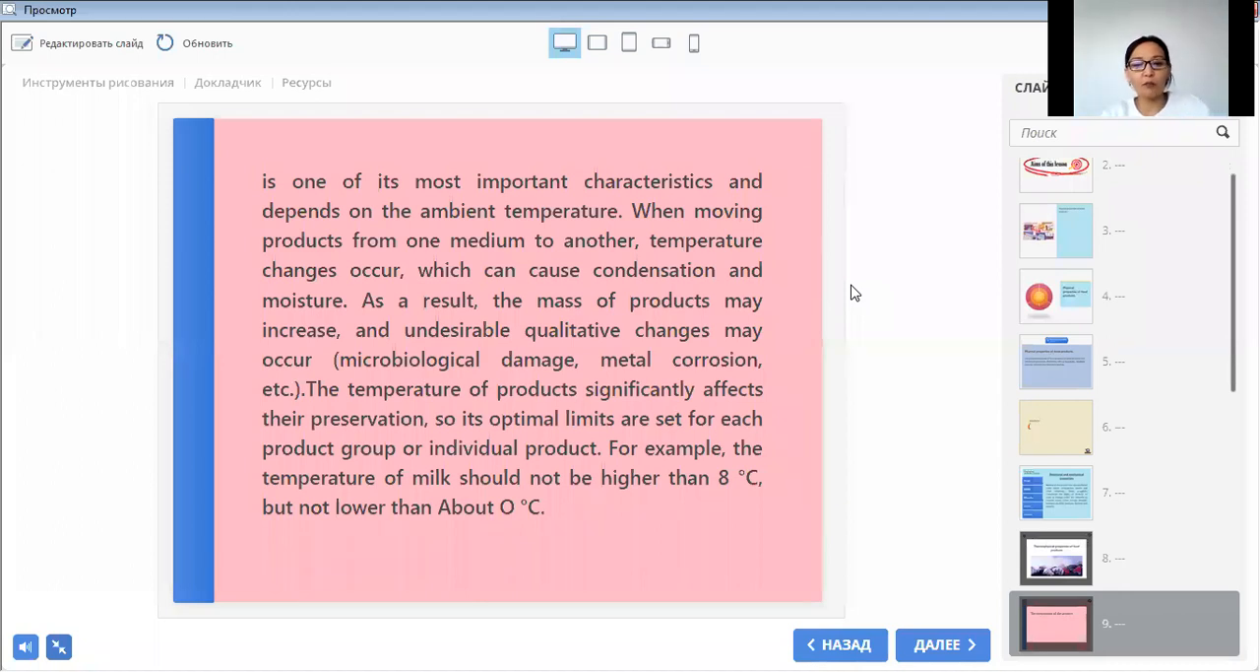And the temperature of products significantly affects their preservation, so its optimal limits are set for each product group or individual product. For example, the temperature of milk should not be higher than 8 degrees, but not lower than about 0 degrees.